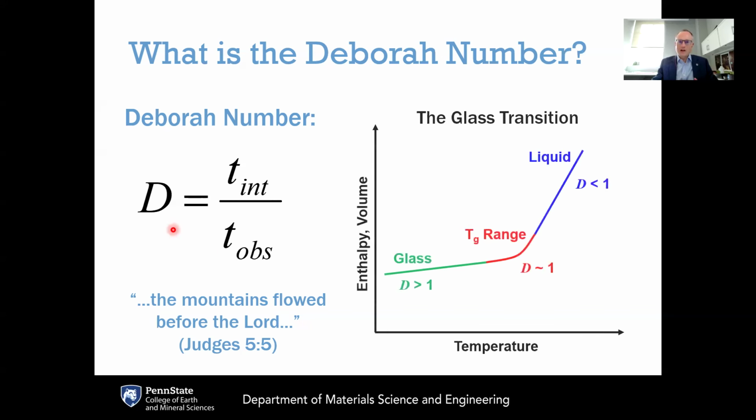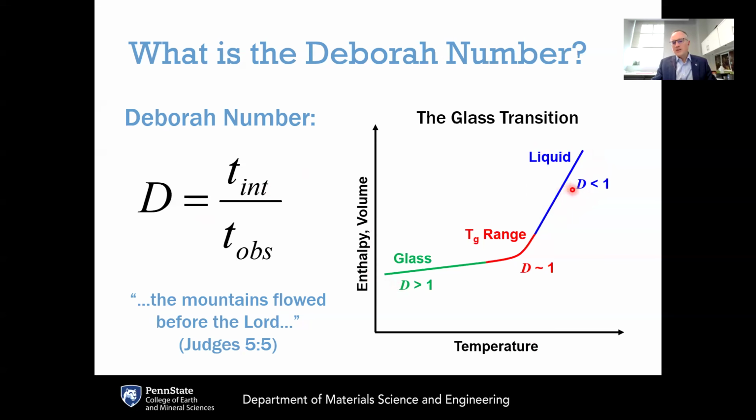Now let's apply the Deborah number to the concept of the glass transition. The glass transition is the fundamental physics that governs how we get glasses in the first place. Glasses are made by cooling a liquid so fast that it doesn't have time to crystallize, and the liquid structure moves around more and more slowly until it gradually becomes frozen into a solid-like configuration. So the conventional way to get glass is to start up here at high temperature. So we've got temperature on the x-axis and either enthalpy or volume on the y-axis.